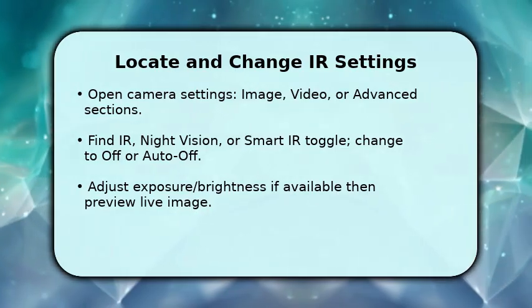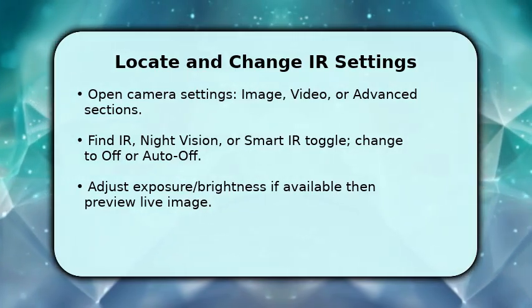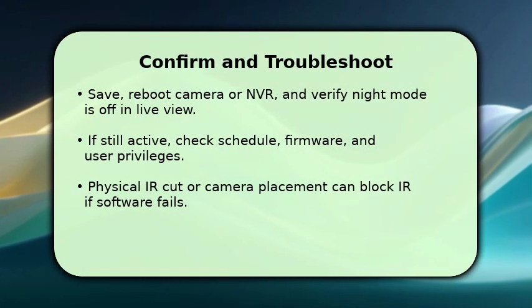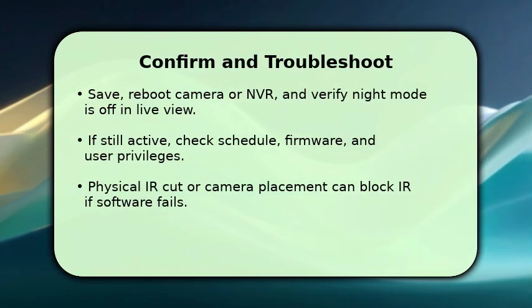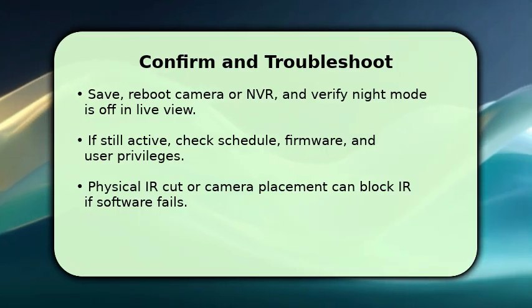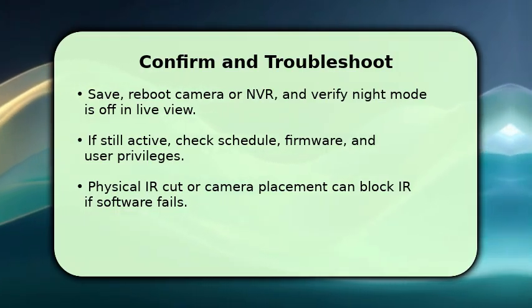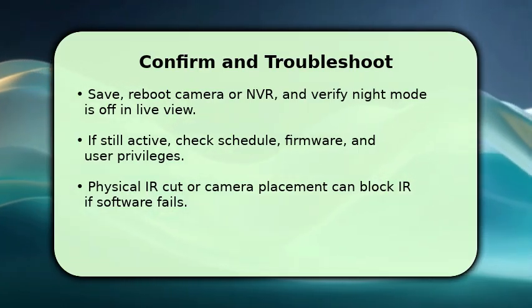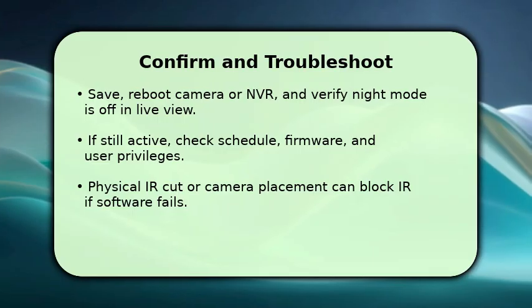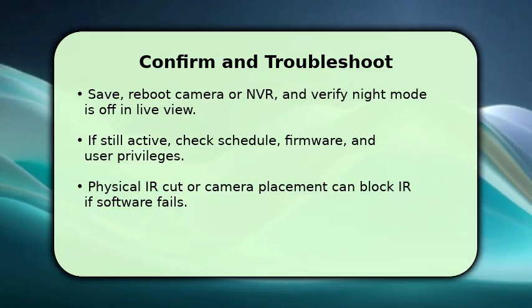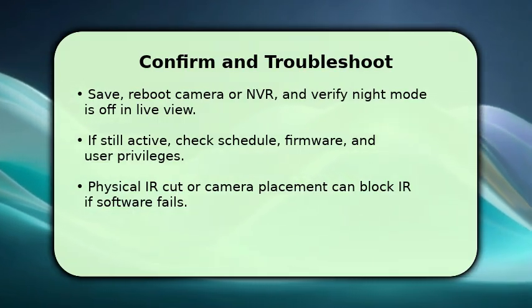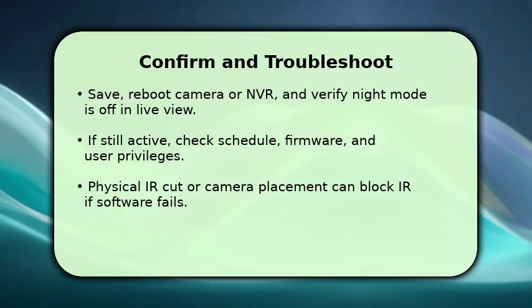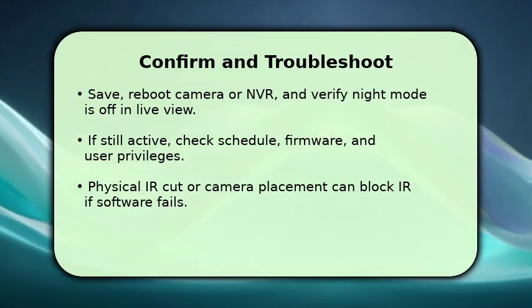Finally, save settings and reboot the camera or NVR so changes persist. Verify in live view that the IR LEDs are off and that the image reflects your adjustment. If night vision remains active, check for scheduled night modes, make sure you're on the admin account, and confirm firmware is up to date. Older firmware can ignore IR commands. As a last resort, disable or cover the IR manually or use an IR cut filter.